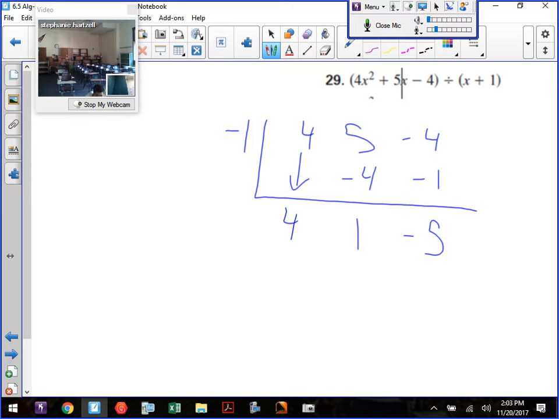And that's fine. There's nothing wrong with it. What this means is that x plus 1 is not a factor of 4x squared plus 5x minus 4. All you're doing is just getting the practice on synthetic division.